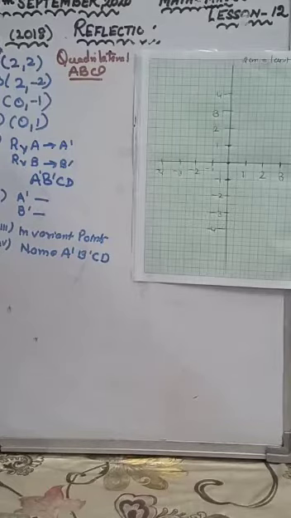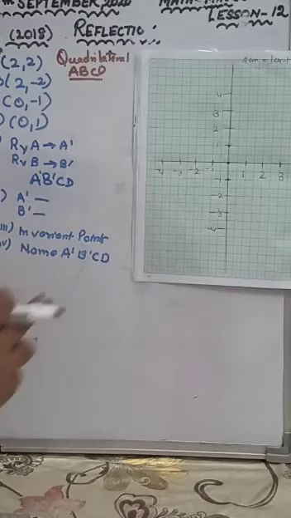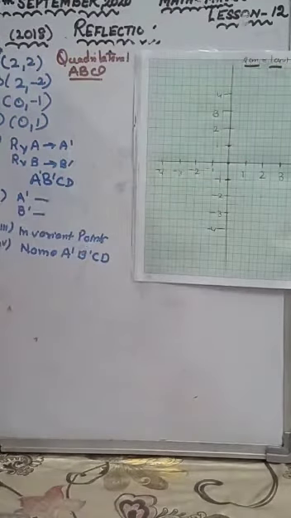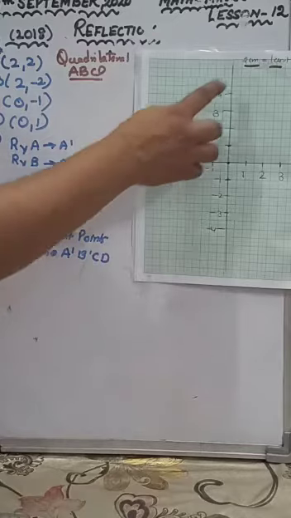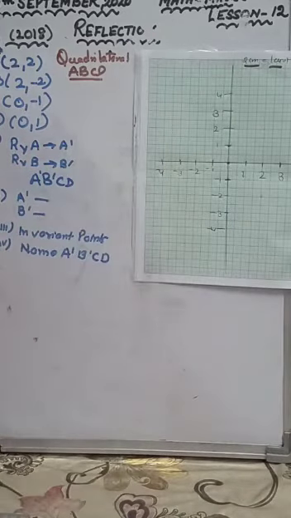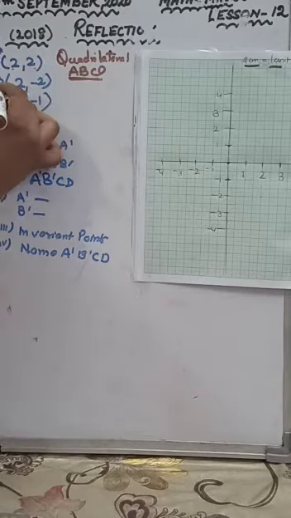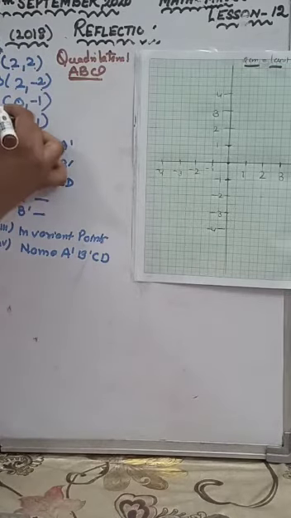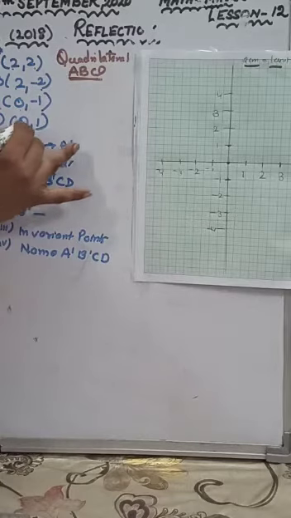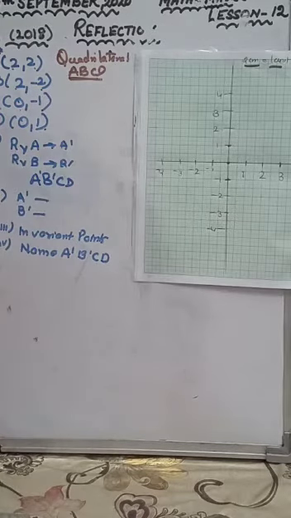Now the next question is number 20. It is a 2018 question. The question says use the graph paper where 2 centimeters is equal to 1 unit. I have already taken this along both the axes. So this is your y-axis and this is the x-axis. ABCD is a quadrilateral whose coordinates are A (2, 2), B (2, -2), C (0, -1), D (0, 1). First of all we have to plot these points on the graph paper.